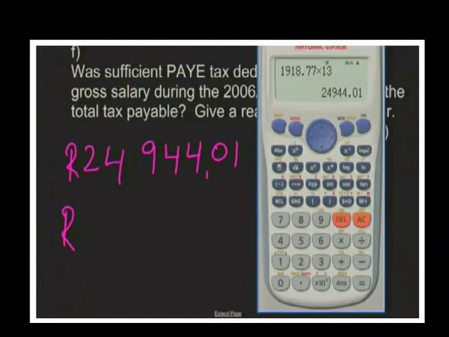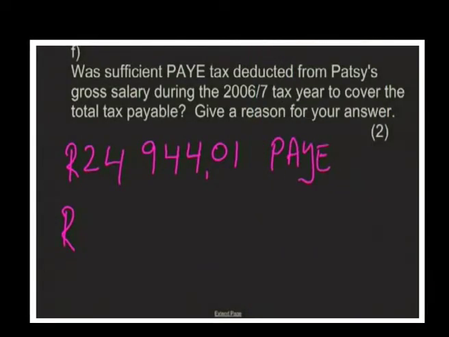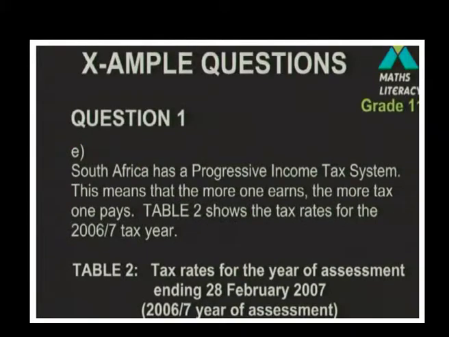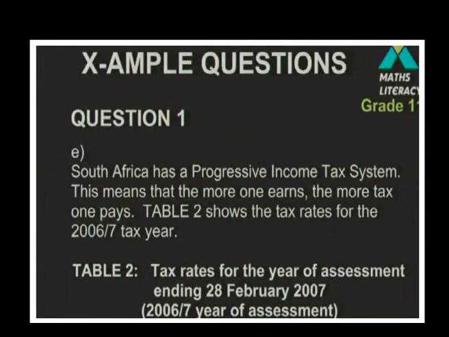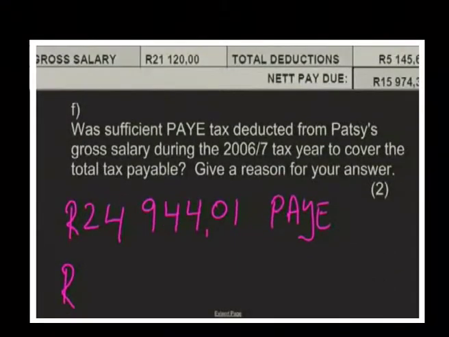So that's what the receiver has of her money. How much did she have to pay was the calculation that we did. So let's go back to that question, which was a question before that. She had to pay 23,459. That's what she had to pay. This was her tax that was due. And we need to just answer the question, was it sufficient?